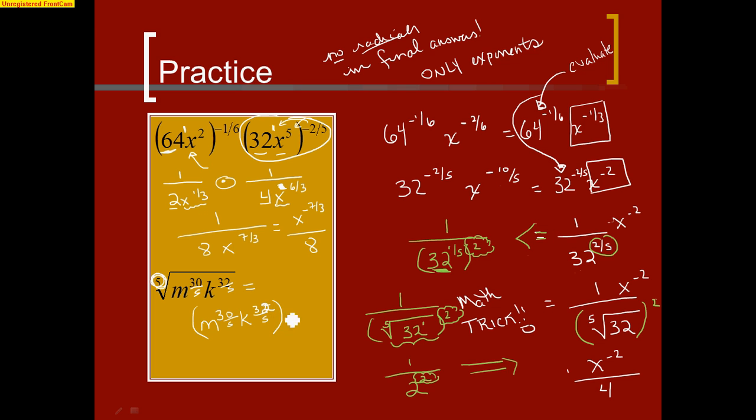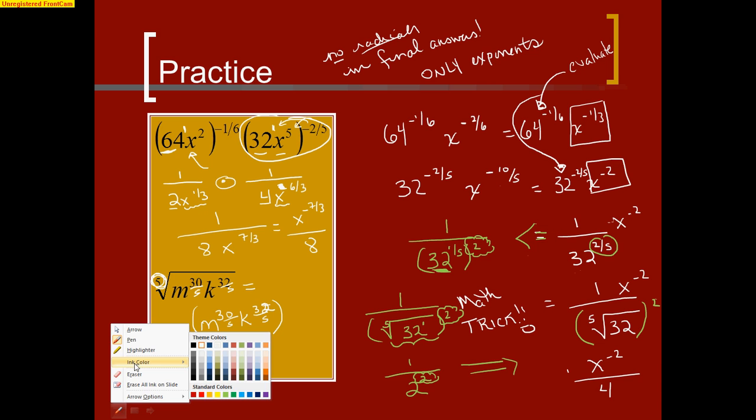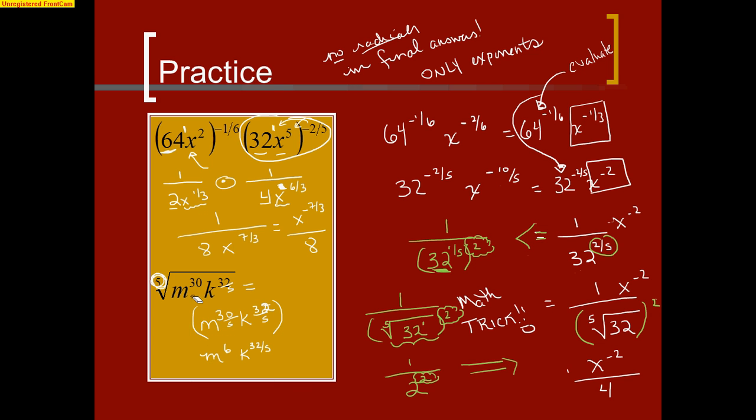Right, so this is m to the 30 over 5, which is what? 6. K to the 32 over 5, which just leave because that doesn't reduce, so just leave it as 32 over 5. Okay? You could also think of it this way, which is what I started to do.